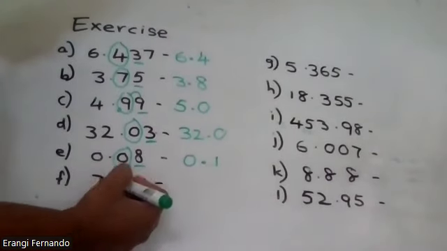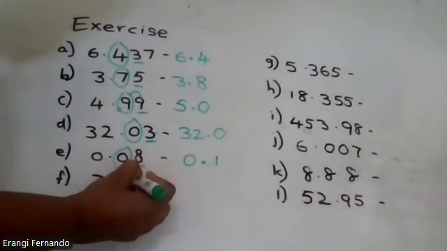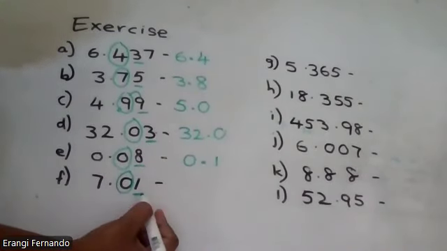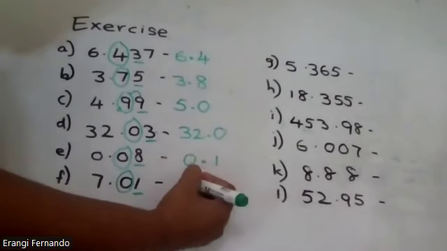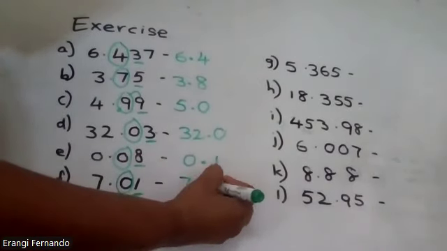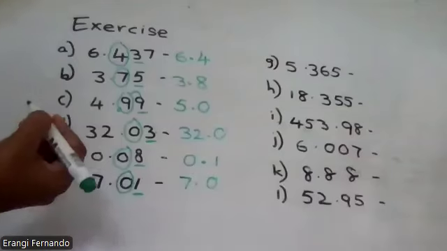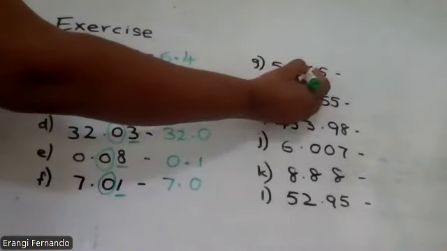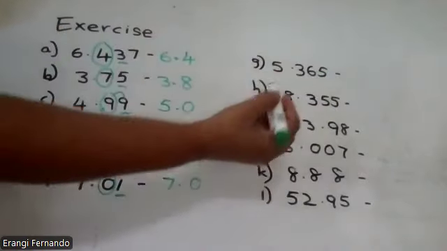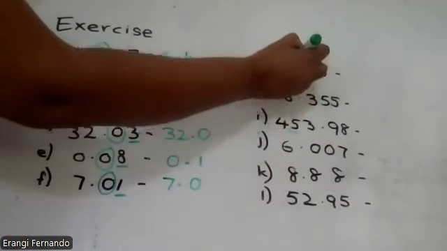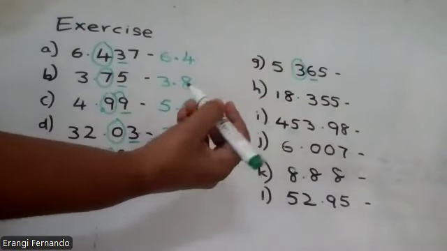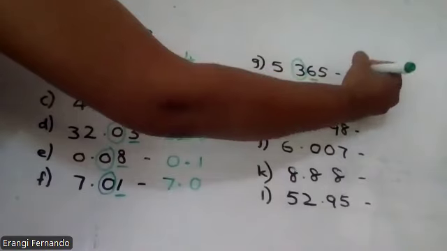Next one, 7.01. The first decimal is 0. You have to consider the next door value 1. Less than 5. When you round off, 7.0. Right. So let's look at G. 5.365. The first decimal is 3. You have to consider 6. It's more than 5. When you round off, 5.4.